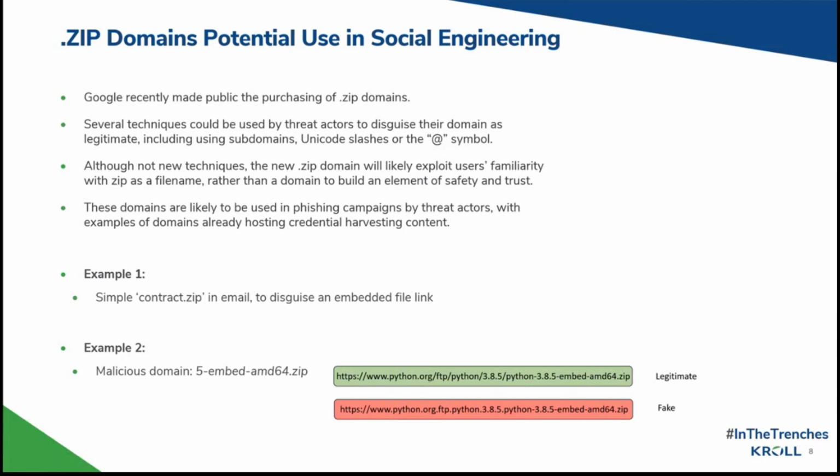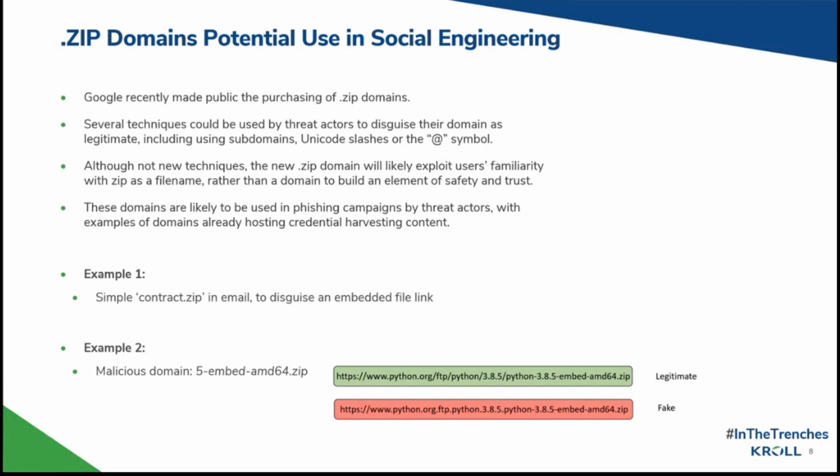Just to go through a few hypothetical examples of how these could be used. In example one, we've got a simple contract.zip in an email, embedded within the email itself. There's not really any obfuscation there, just relying on the user to think that they're opening a zip file, and it takes them to a domain, potentially automatically downloading a file called contract.zip. So it's giving them what they asked for, really.